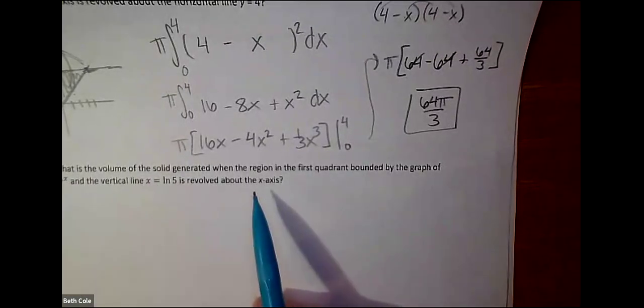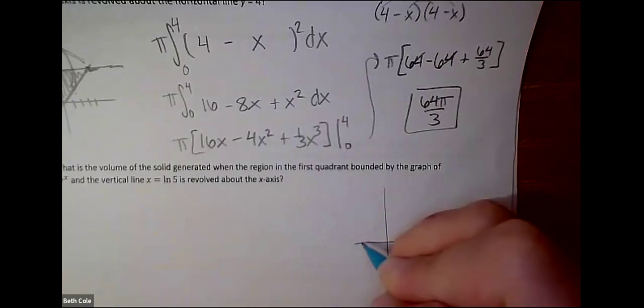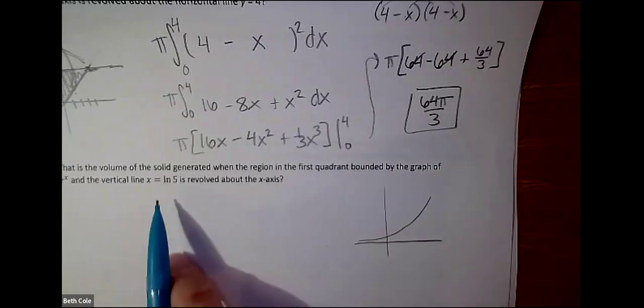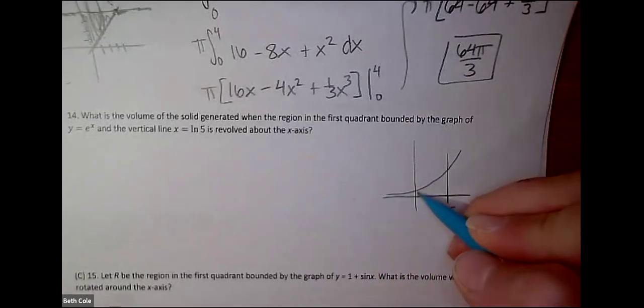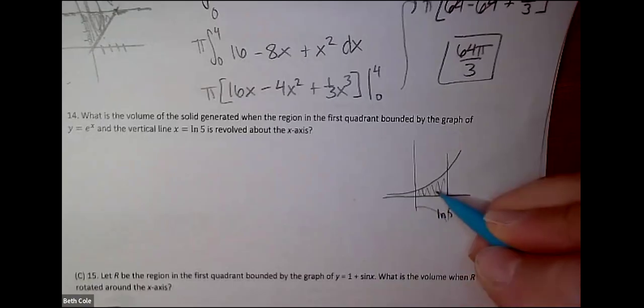All right, next one. What is the volume of the solid generated region in the first quadrant bounded by e to the x? So that is going to be our swoopy graph. And the vertical line, x equals ln of 5. I know it's going to be over here somewhere. I don't know how much ln of 5 is without a calculator, but, you know, that much. And we're going to revolve this around the x-axis. So drawing my ghost shape down here. It's going to look kind of like a tree trunk, I suppose. It's going to be round and 3-dimensional.